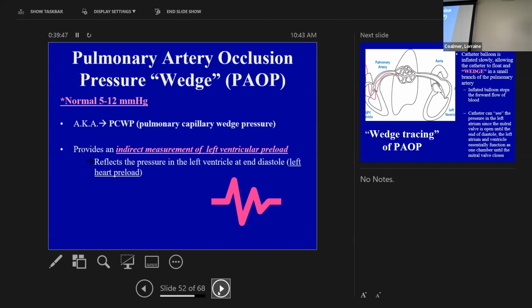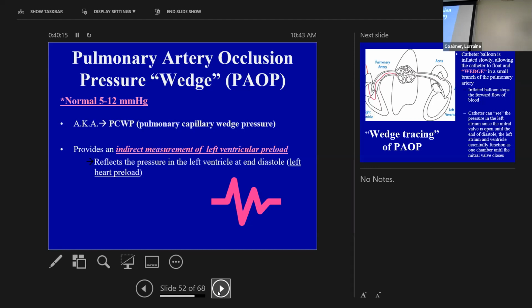The wedge tells me now, is this catheter all the way over into my left side of my heart? No, because I'd have to go through the lungs and then into the left atria. So it's an indirect measurement. So on that left atria, I want you to put wedge. And it's slightly higher than the CVP, isn't it?